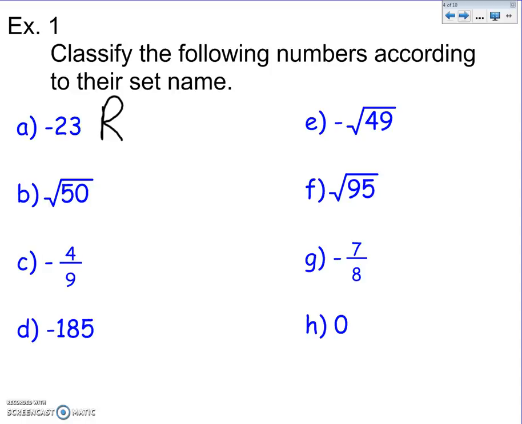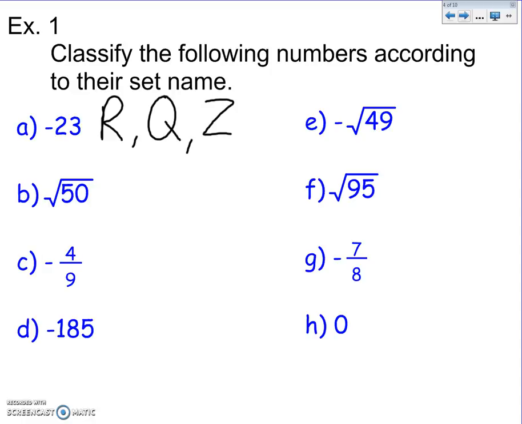Well, negative 23 doesn't go on forever. It actually stops. It's actually the fraction negative 23 over 1, or you can say negative 23.0. It ends. It terminates. So it's also rational, which is Q. And then it's a negative whole number, which makes it an integer, Z. So this has 3 classifications. You need all 3 of them. If you have 2 or just 1, you're going to get the problem wrong.